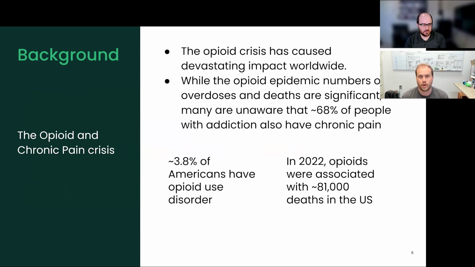So the opioid crisis has caused devastation worldwide. And while the opioid epidemic numbers and overdoses are significant, people don't realize that 68% of people with addiction also have chronic pain issues. Additionally, in 2022 alone, opioids were associated with 81,000 deaths across the United States. So it's a huge problem.